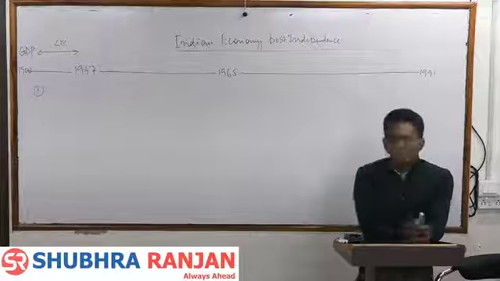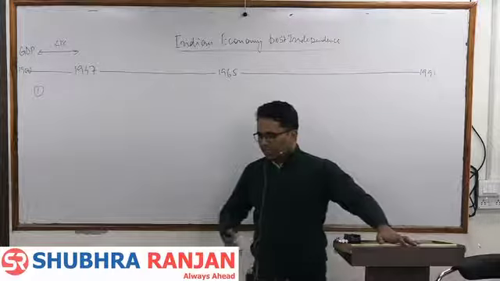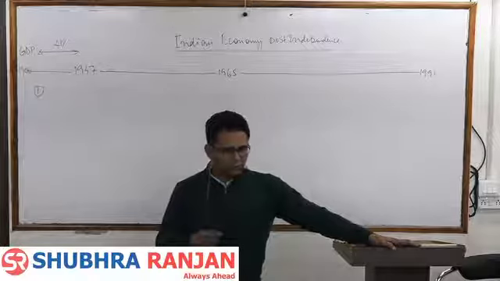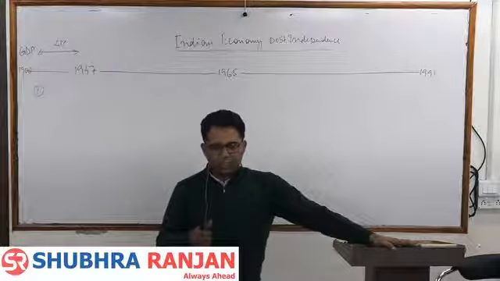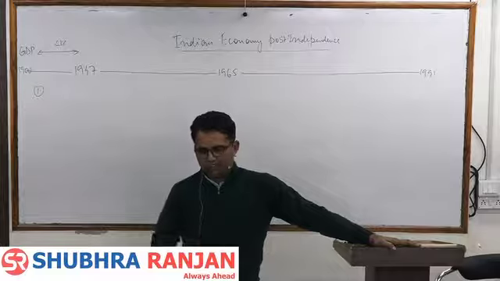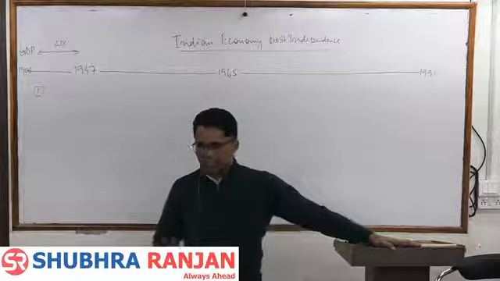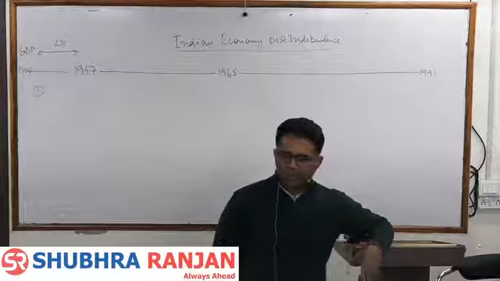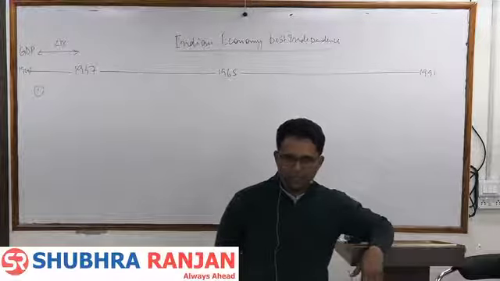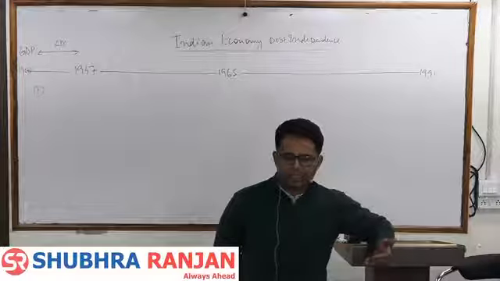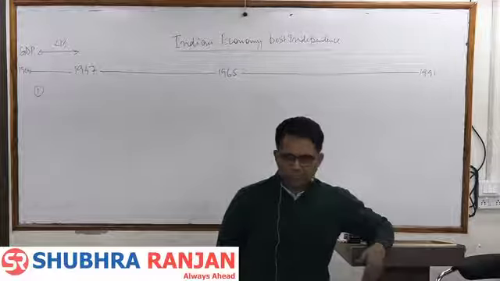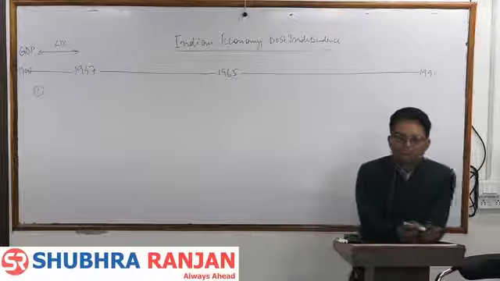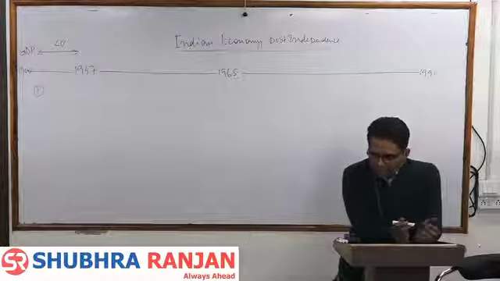But in the British period, what happened? Whatever he used to produce and whatever he used to get, some part he used to consume, and the rest was taken forcefully by the Britishers. So whatever was our savings of the economy, savings is also called surplus. Surplus means whatever is left after consumption. So whatever was our economic savings or surplus, that was taken over by the Britishers.